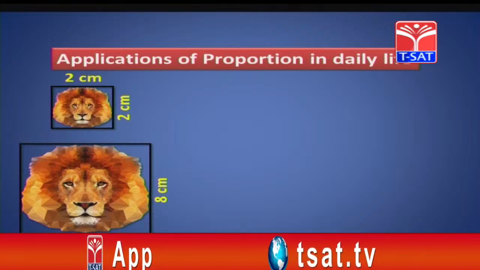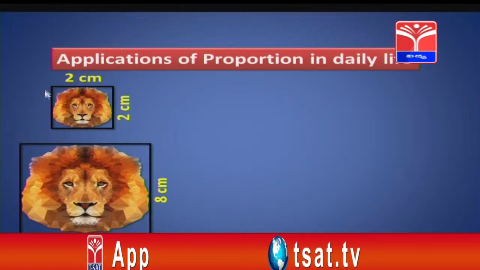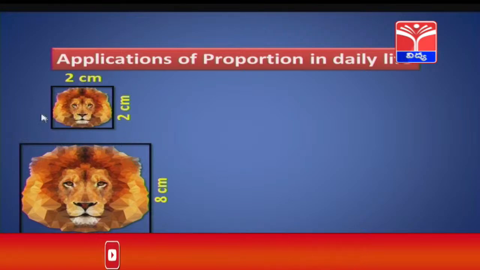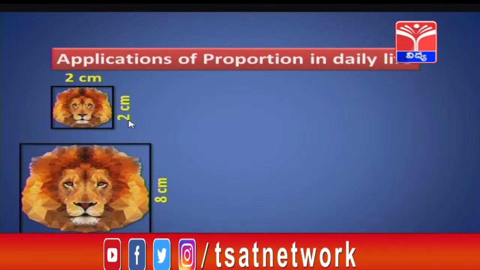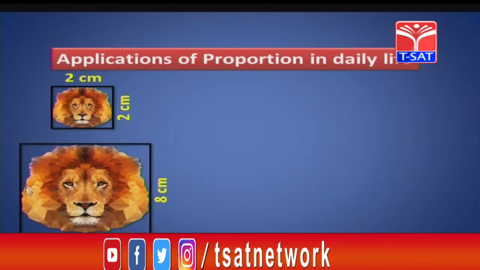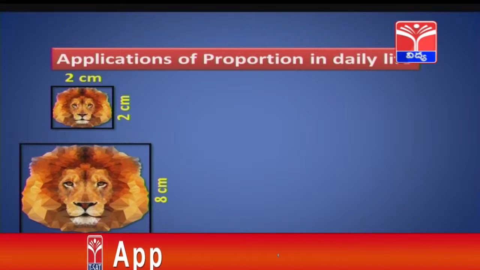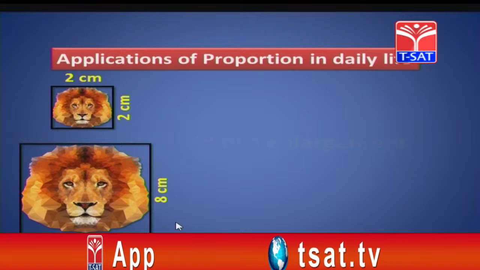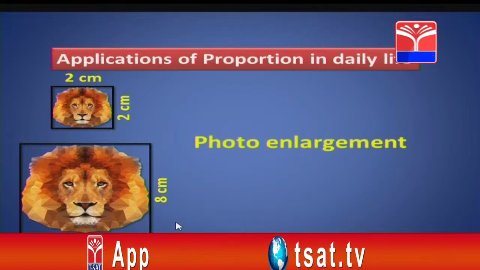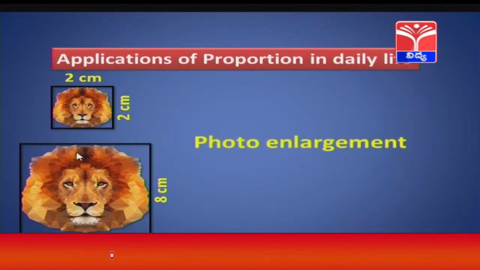In the first image, if you notice, here it is a very small image, size 2 centimeters and 2 centimeters, right. We call it a 2 by 2 centimeters. Okay. Now, I am enlarging this image. What do you mean by enlarging? Yes, I am increasing the size of the photograph. Now, do they look the same? Absolutely, they look the same. So, this is also an example of proportion in our daily life.